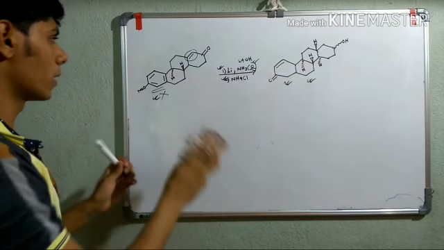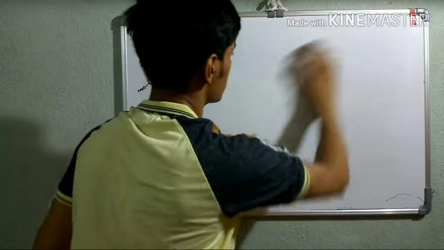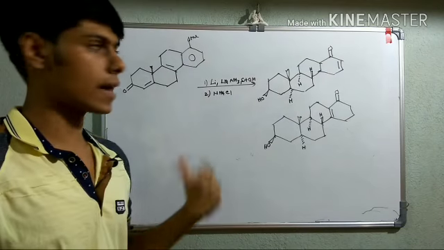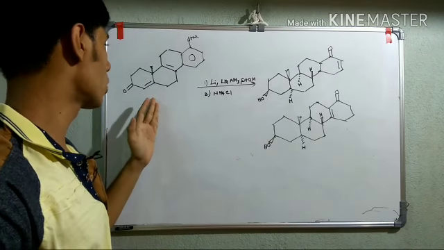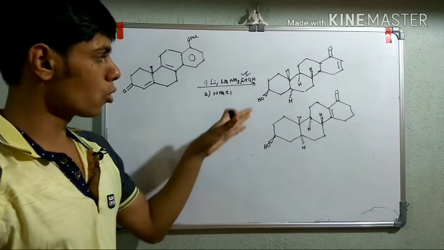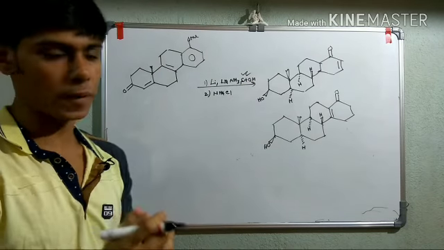So this is our first problem. Now I will discuss the next problem. So this is another very good example, as you can see. In this case this particular compound is reduced, but in this case you can see ethanol is there. So these two products are obtained in this case.